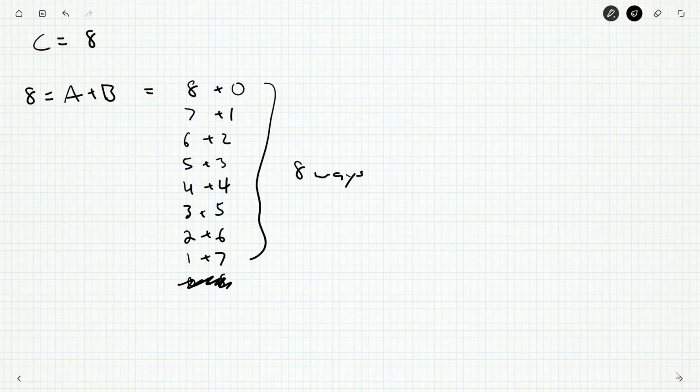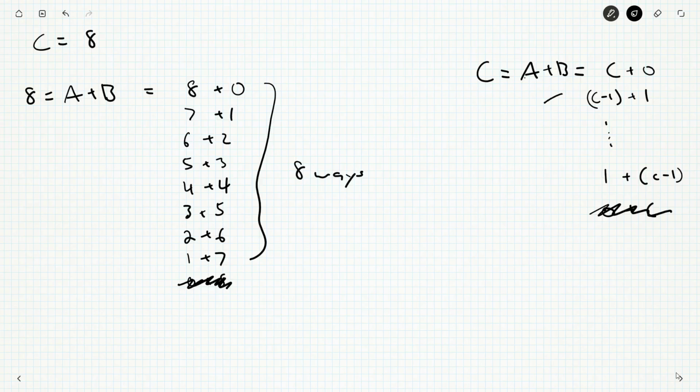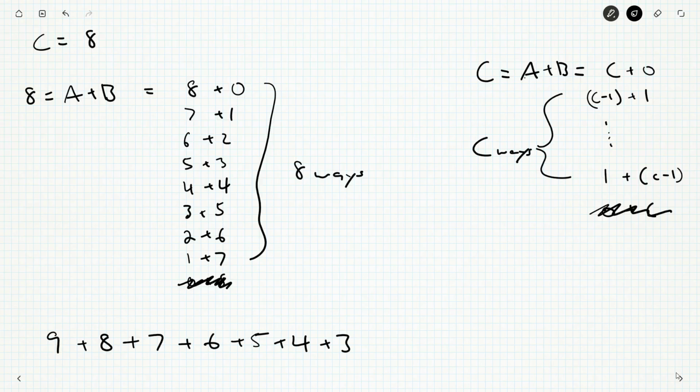Indeed, for whatever value C I choose, A plus B can be C plus 0 or C minus 1 plus 1, all the way down to 1 plus C minus 1. And then the other possibility, of course, is 0 plus C, but that wouldn't be a 3-digit number. So there's C ways to do this. So in total, how many upright numbers are there that end in a 9? There's 9 of them. How many that end in an 8? There's 8 of them. End in a 7, a 6, a 5, a 4, a 3, a 2, a 1. None of them will end in a 0.